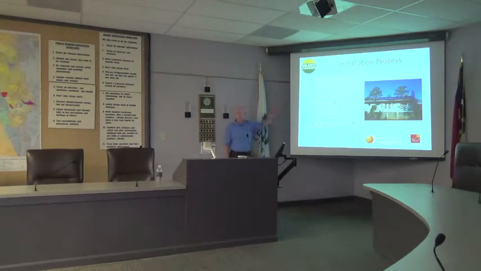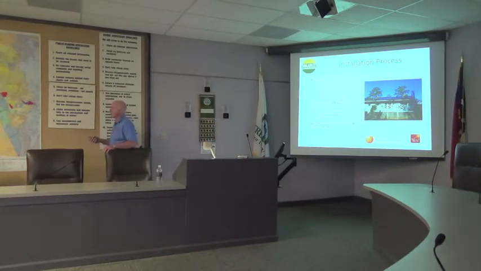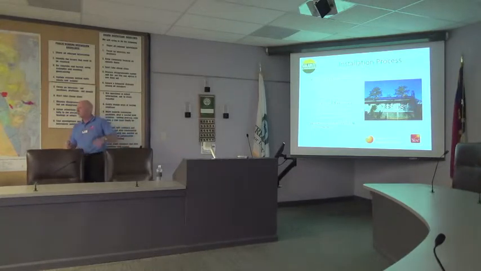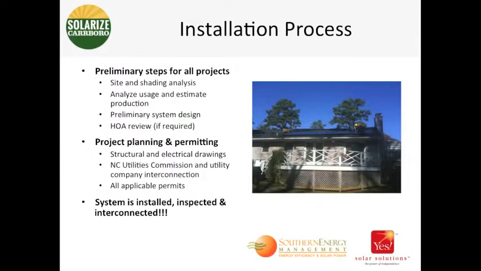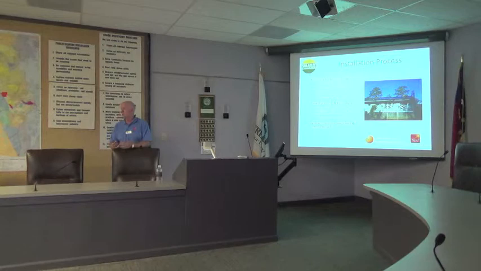We'll analyze your usage, so it'd be a good idea, if you haven't already, with Duke, you can go on their website, set up a login and password for yourself, and you can pull down the last, I think it's 2 years, maybe 3 years of your usage. What we'd like to see is an estimate of what your electricity usage might be in a given year. That has some effect on how we size the system, based on your budget, based on how much you would like to offset of your electricity bill with the solar system.